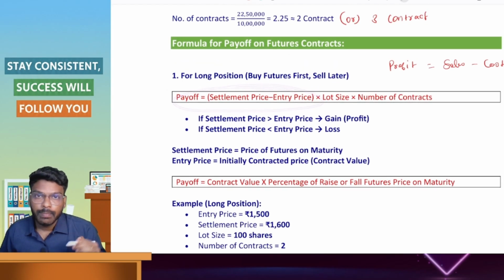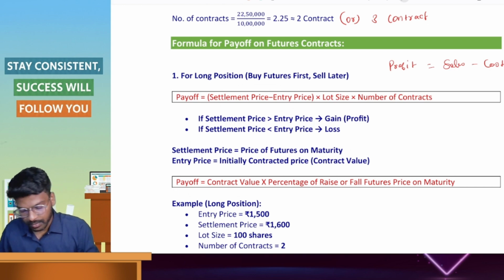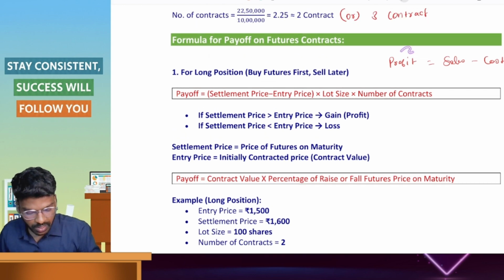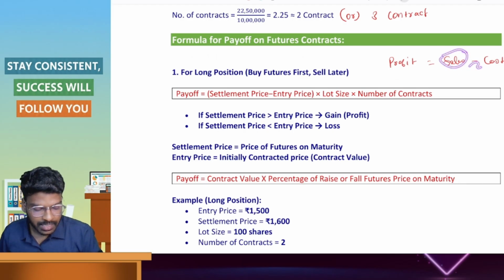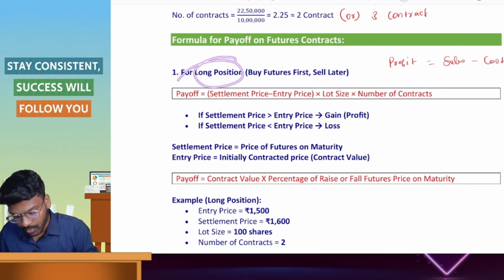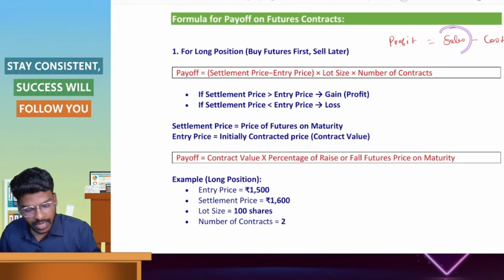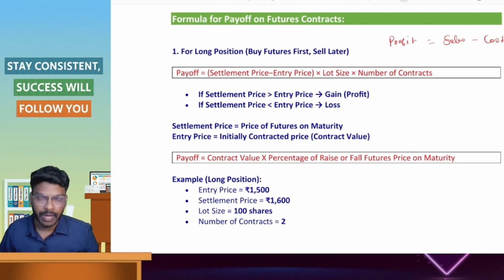For this, what is the profit or payoff gain in the contract? Profit equals sales minus cost. In this case, what do you mean by sales value in case of long position? The sales value can differ in case of long position and short position.